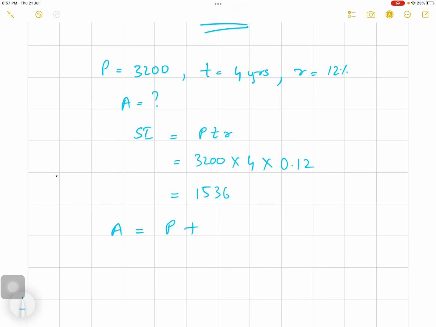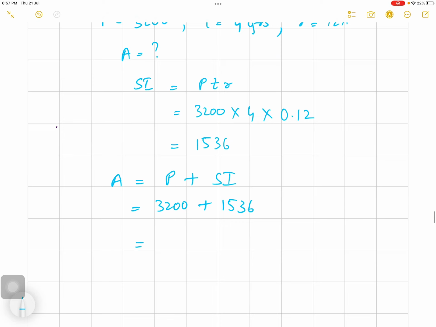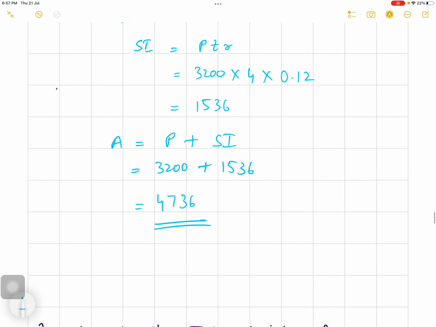A is equal to P plus simple interest. P is 3200 plus 1536. This comes to 4736. So thus rupees 3200 amounts to rupees 4736. Okay.